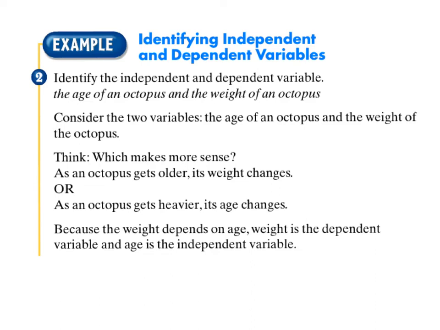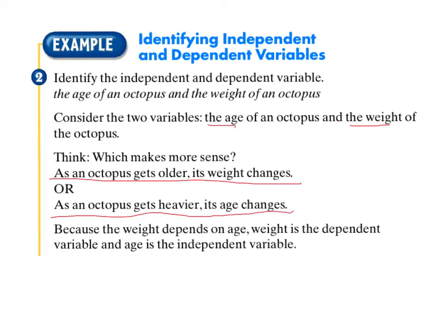Let's look at identifying independent and dependent variables. Identify the independent and dependent variables: the age of an octopus and the weight of an octopus. Consider the two variables. Which one makes more sense? As the octopus gets older, its weight changes, or as the octopus gets heavier, its age changes.